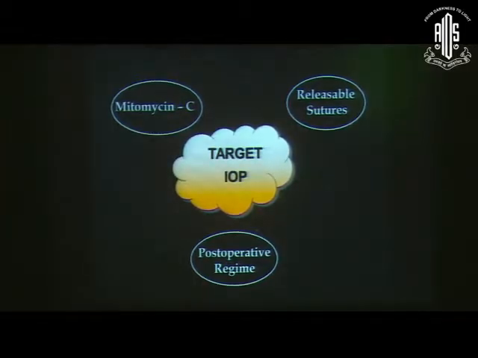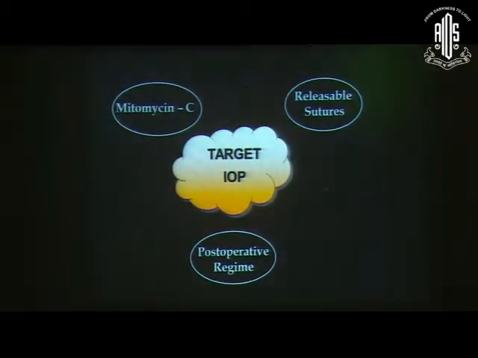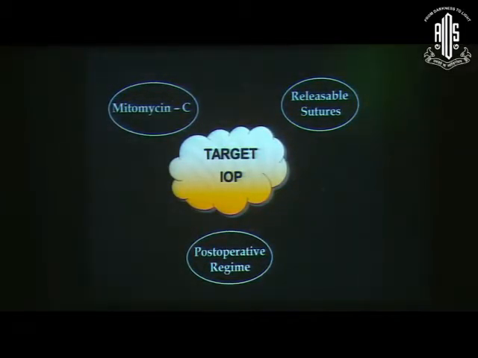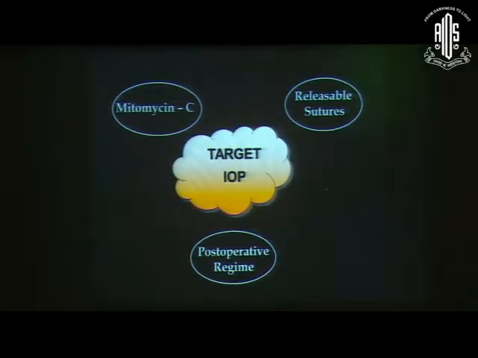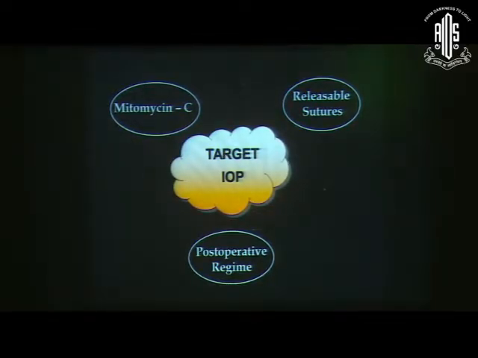We know that we have to reach the target intraocular pressure in all our patients so that we can achieve a long-term success rate with good quality of life. And for achieving this target intraocular pressure, we have to enhance the trabeculectomy, maybe by using some antimetabolites or antifibrotic agents, or you can use some implants, releasable sutures, adjustable sutures, and you can modify your post-operative regime also. So pre-operatively, we have to evaluate our patient.